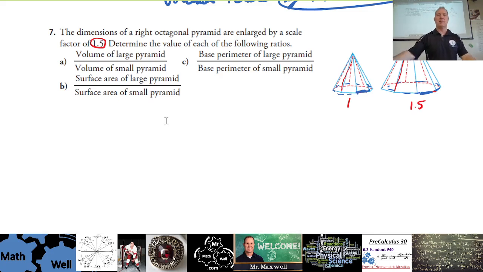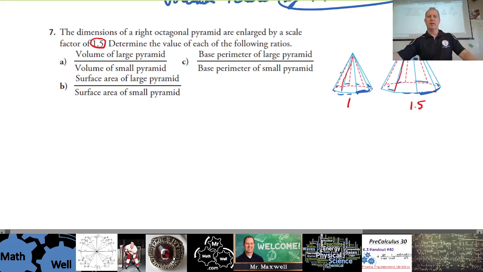Yeah, so number 7 says the dimensions of a right octagonal pyramid. So that's this. It's got an octagon or 8 sides on the bottom. It's a right pyramid. That means that the line from the tip to the middle of the base forms a 90-degree angle with the diameter. So this line here and this line here would form a 90 degree. That's what a right pyramid is. It says it's enlarged by a scale factor of 1.5. So it doesn't matter what the numbers are. The simplest would be 1 to 1.5. Or you could do like 2 to 3 or whatever.